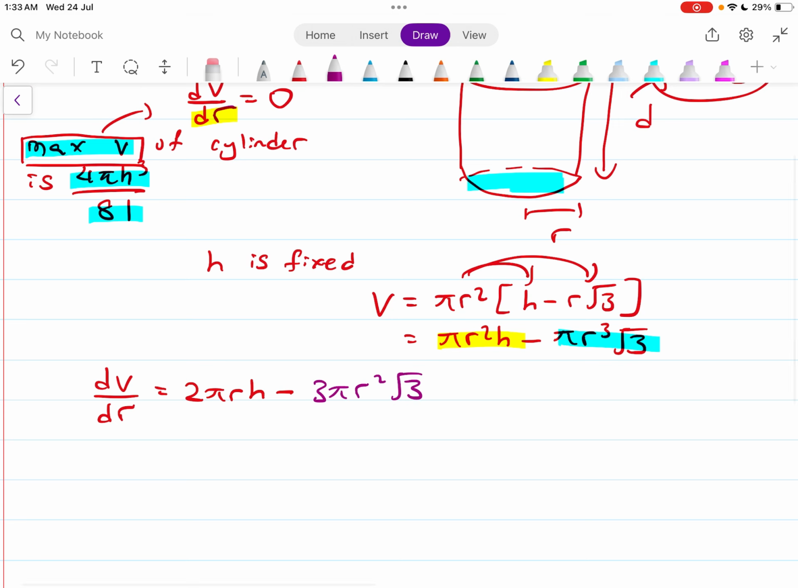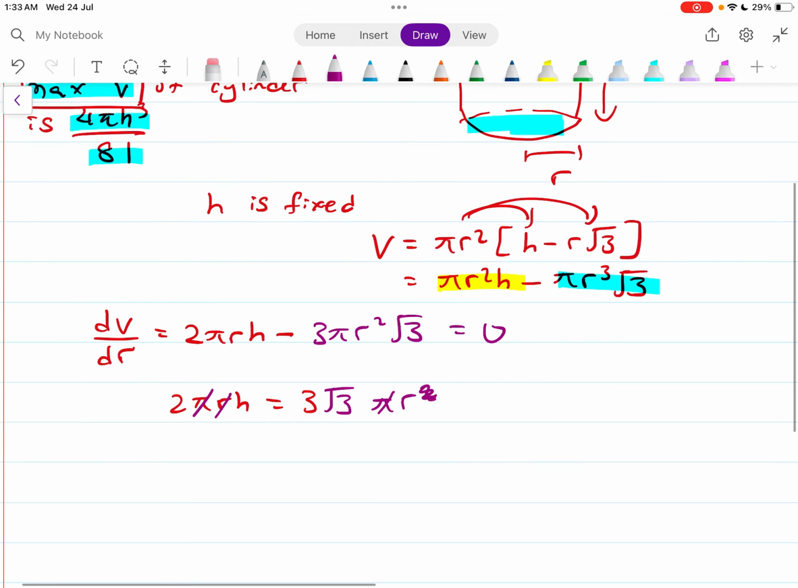Since I know it's maximum, you just equate it to 0. So you can do some cancellation of the terms. 2 pi r h equal to 3 pi r squared square root 3. Or maybe I just put the square root 3 in front: 3 square root 3 pi r squared. You can cancel the pi, you can cancel the r as well. What is left is 2h equal to 3 square root 3 r.